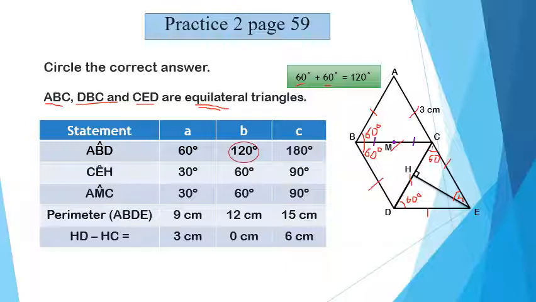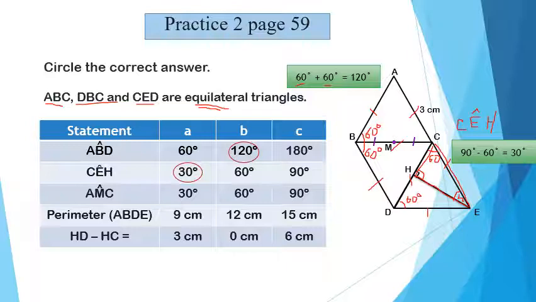Now in the triangle HCE, I have to find the measure of angle CEH. I know that the sum of angles in a triangle is 180. We have one right angle, so the other two angles are complementary. If one of them equals 60, then the other one, the measure of angle CEH, is 90 minus 60, so it's 30 degrees. Okay? Then the correct answer is CEH equals 30 degrees.